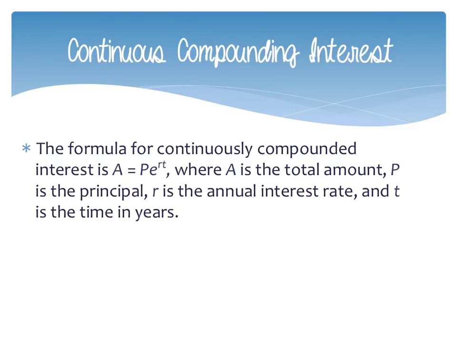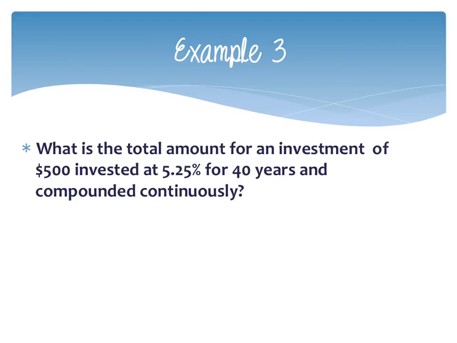So this formula, I call it PERT. It's P, which is the principal, the money that you're putting in the account, times E, which is a constant, right? E is like 2.7. So E to the RT. R is the rate, and it has to be in decimal, so you're going to take it from percent and put it into decimal. Times T, which is how many years it's in that account, okay? And then you let your calculator do the work.